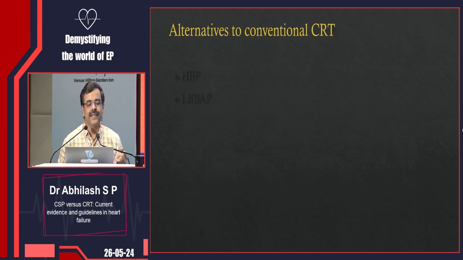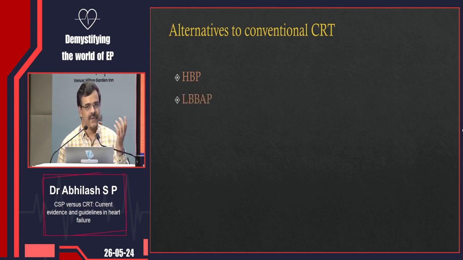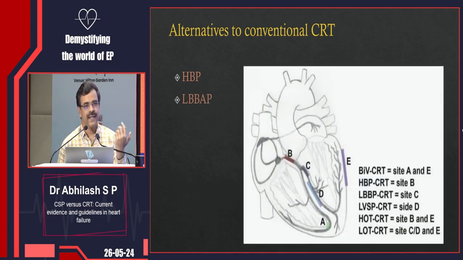Then there are the alternatives to conventional CRT. That is my talk today. We have two options, His bundle and left bundle area pacing. Of course, we have further modifications of it, like HOT CRT and LOT CRT. I will be restricting myself essentially to the initial two, His bundle and left bundle.